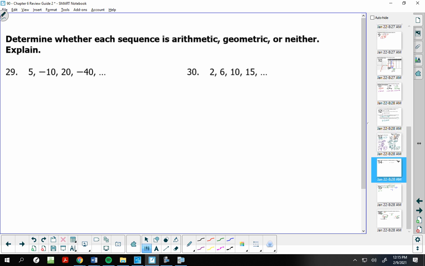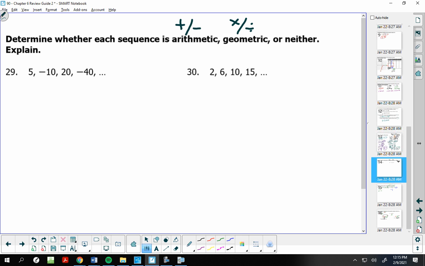All right, arithmetic means you're adding or subtracting the same thing every time. Geometric means you're multiplying or dividing by the same thing every time. Neither means you're doing neither. So here, I already know that it's geometric because the signs are alternating. Your signs can't alternate like that for an arithmetic sequence. Some can be positive, some can be negative, but they can't alternate like that.